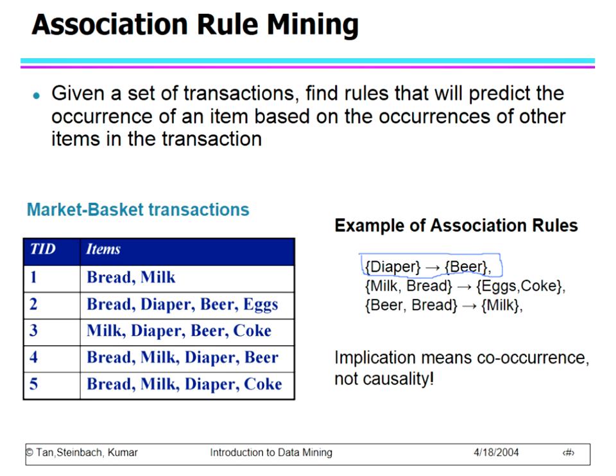After that, can you give me an example of a two-item set? Bread, milk. Yes, bread, milk is a two-item set. Okay. After that, what's the meaning of a frequent item set?